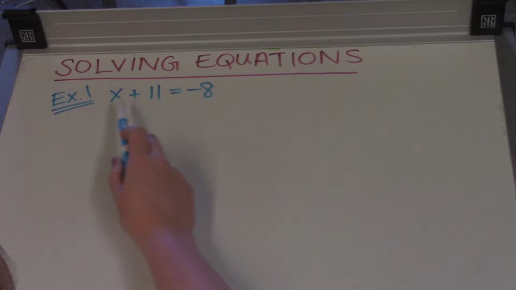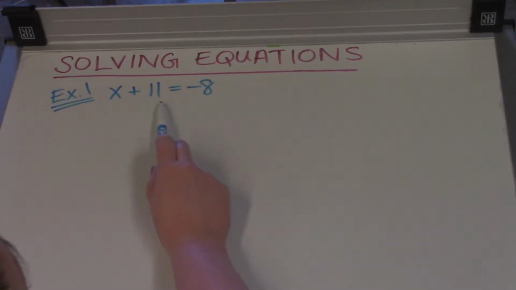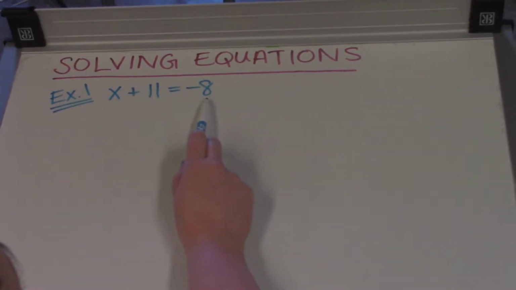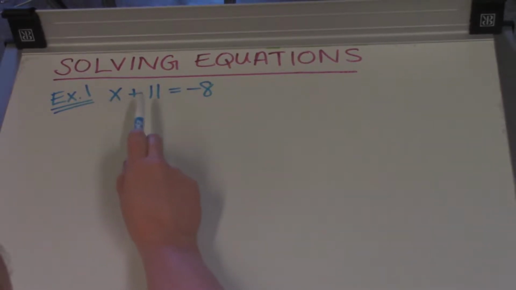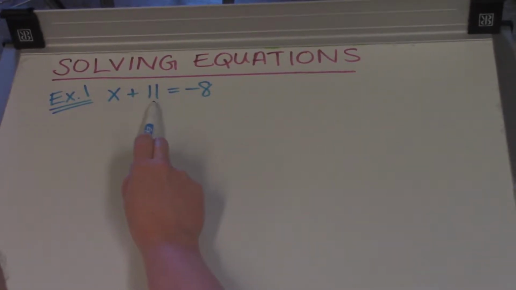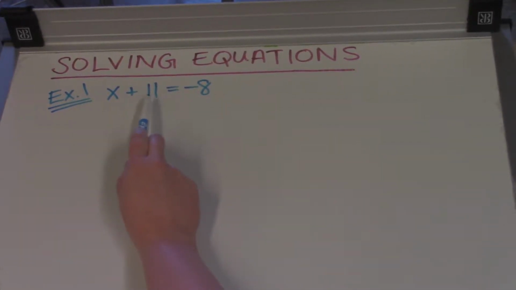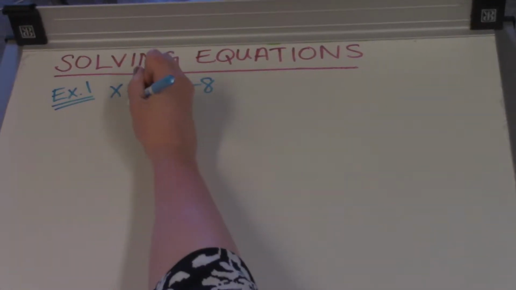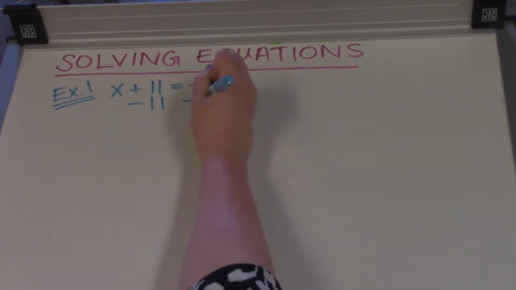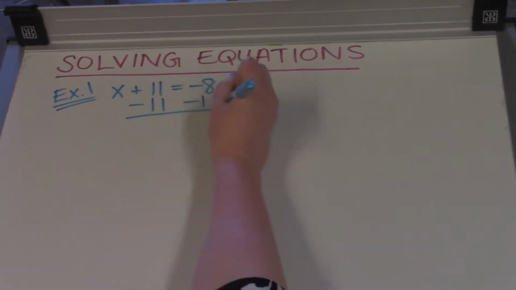For this first example, we're going to solve x plus 11 equals negative 8. We want to get x alone, so since this is a positive 11, the opposite of adding 11 would be subtracting 11. So we're going to subtract 11 from both sides of this equation.